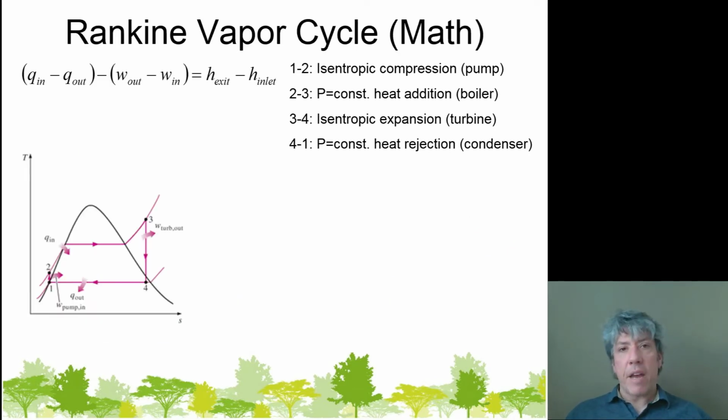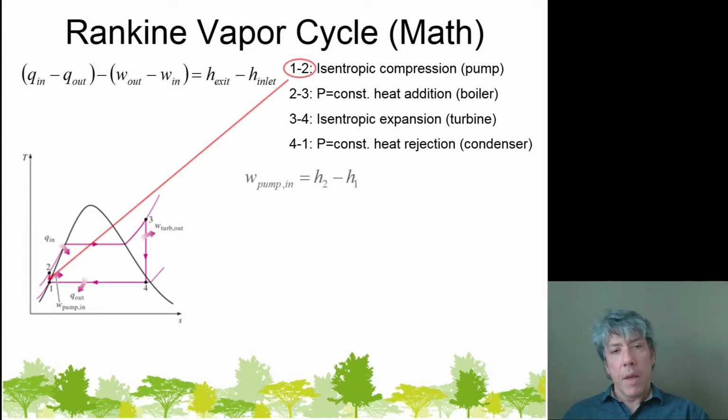So let's consider the math behind the ideal Rankine vapor cycle. Since each of the components, the boiler, the turbine, the condenser, and the pump, are open devices, we have to consider enthalpy, because now we have a flowing fluid going through each of these devices. So from 1 to 2 is isentropic compression in the pump, 2 to 3 is constant pressure heat addition in the boiler, 3 to 4 is isentropic, constant entropy expansion, and then 4 to 1 is constant pressure heat rejection in the condenser. So just going through them, there are some equations that are useful in each of these processes.